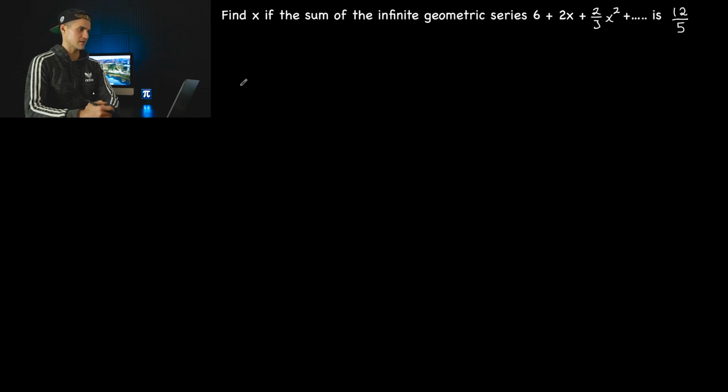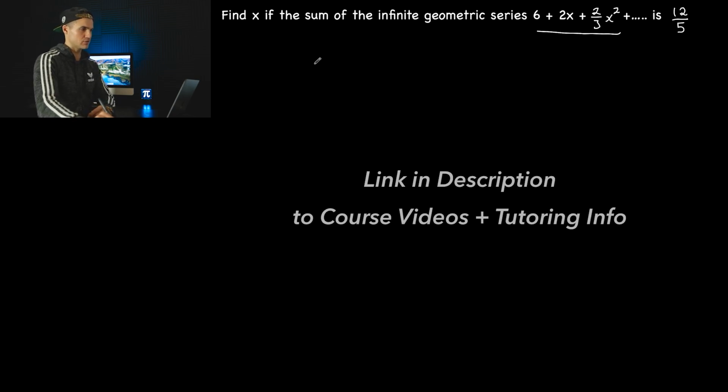Here we have to find x if the sum of the infinite geometric series 6 plus 2x plus 2 over 3x squared, etc., is 12 over 5. So the sum of that infinite geometric series right here is going to be 12 over 5. This is a cool question, a fairly unique one.